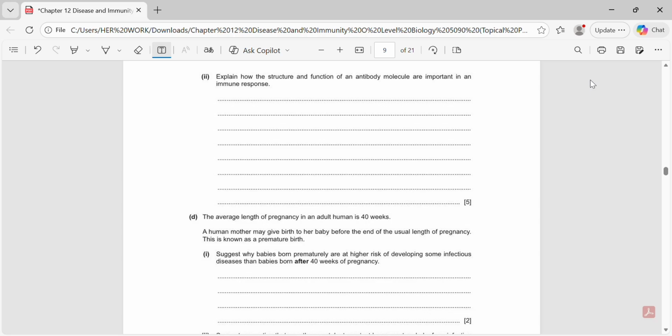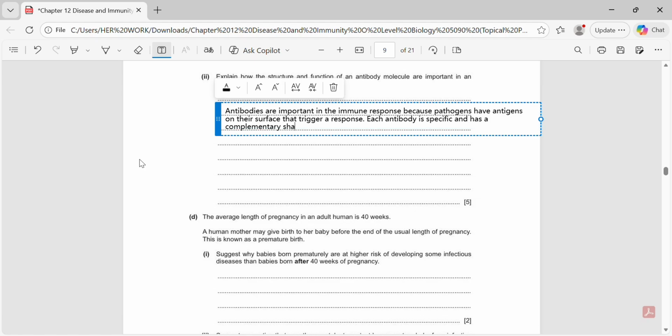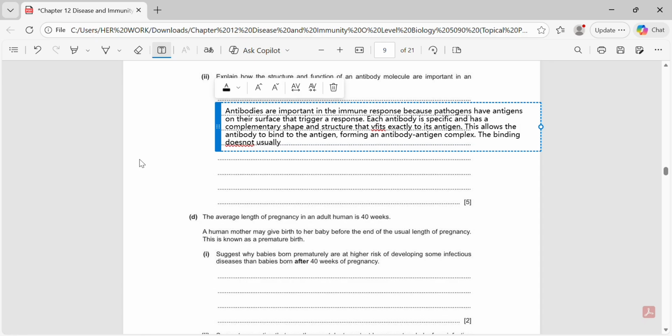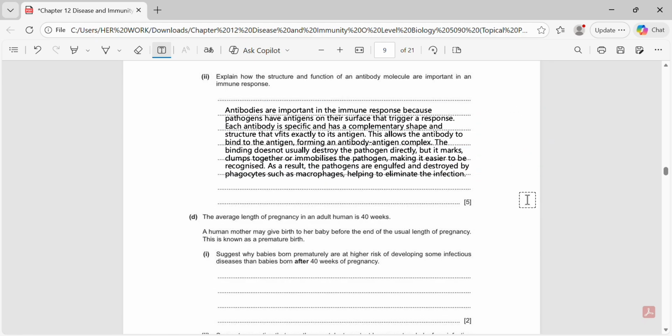So, we will simply write, antibodies are important in the immune response because pathogens have antigens on their surface that trigger a response. Each antibody is specific and has a complementary shape and structure that fits exactly to its antigen. This allows the antibody to bind to the antigen, forming an antibody-antigen complex. The binding does not usually destroy the pathogen directly, but it marks, clumps together or immobilizes the pathogen, making it easier to be recognized. As a result, the pathogens are engulfed and destroyed by phagocytes such as macrophages, helping to eliminate the infection.